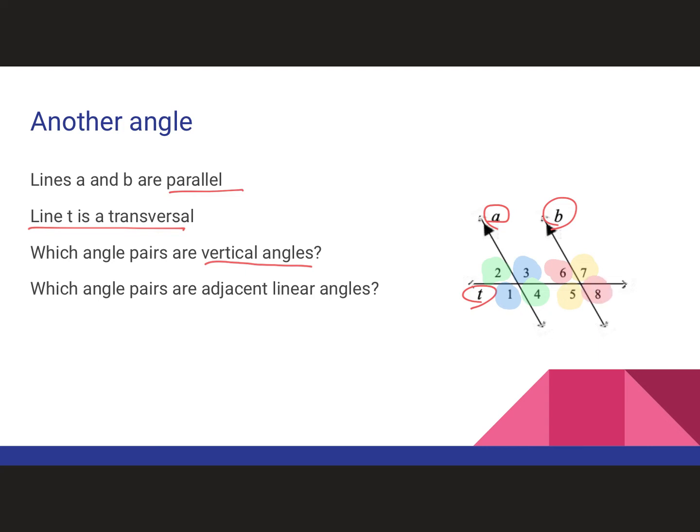So what do we know about vertical angles? You remember, vertical angles are always congruent. Congruent just means that they have the same measure. So if angle 1 is 75 degrees, so is angle 3. Okay, so they're congruent.